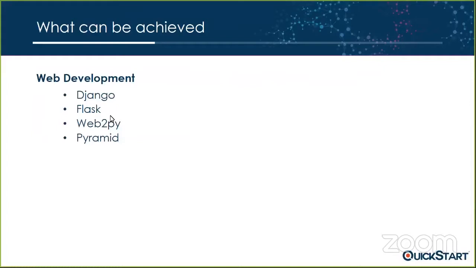Your job is to create some kind of social network or probably some kind of news site, and you can use Django. Django is one of the very popular frameworks available for web development in Python. Although there are many others, for example, Flask, Web2Py, and Pyramid. These are the other web frameworks which are available, but I would say Django is very popular.